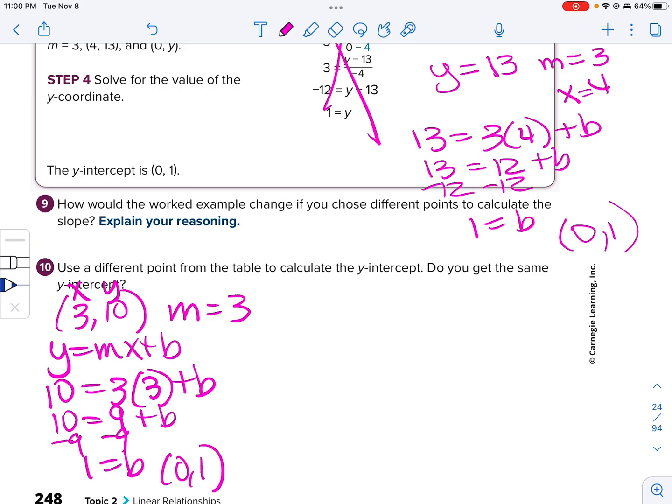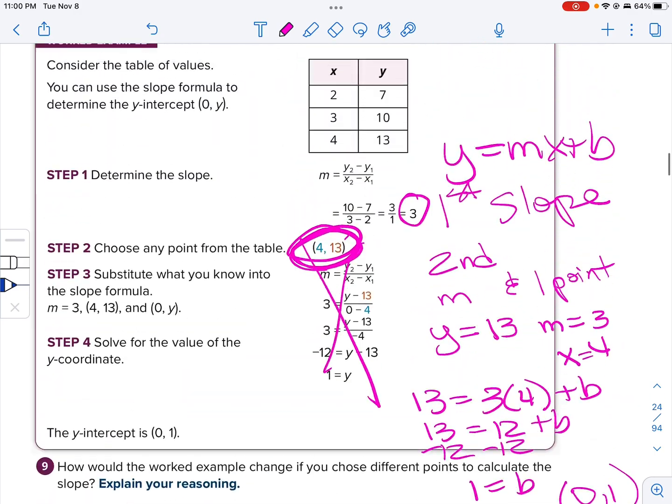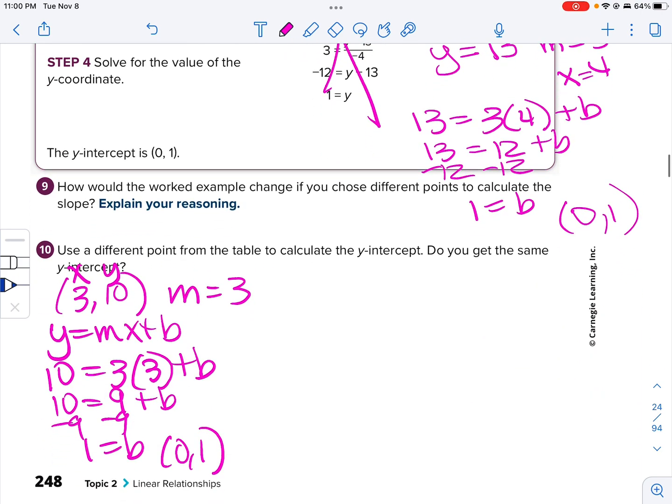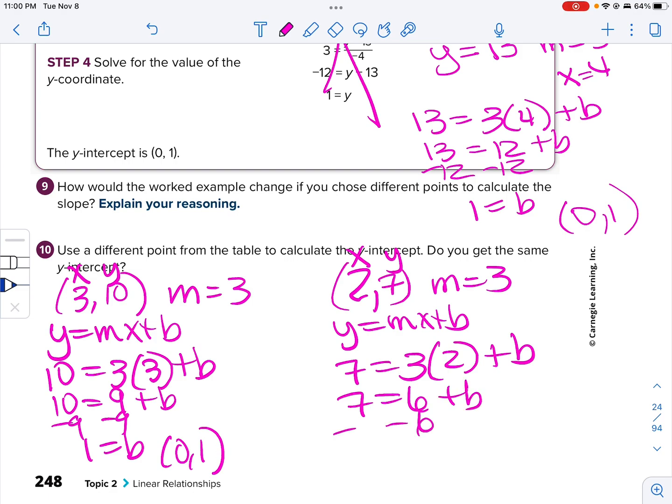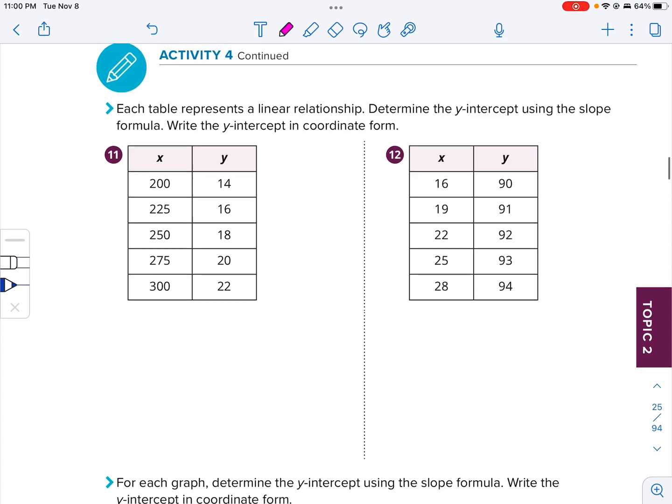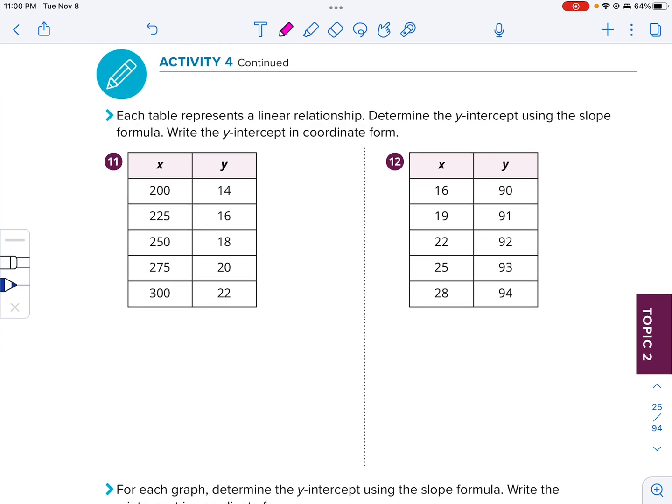Same thing. I'm going to use my last one, (2, 7), and the slope is equal to 3. So y equals mx plus b. Remember, this is my x value, that's my y value. So 7 equals 3 times 2 plus b. So 7 equals 6 plus b. Subtract 6 from both sides and get 1 is equal to b. So every single time I came up with 1 being my y-intercept. Okay, so we're going to do the y-intercept for here.